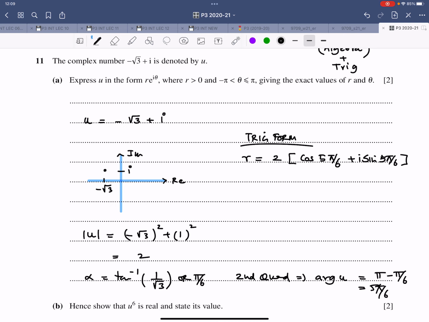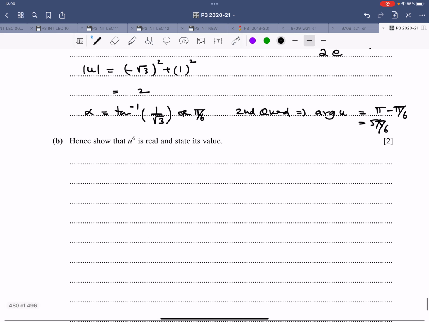And then you have the exponential form based upon the same thing, that is r e to the i theta. So r is 2, e is e, i is i, and theta is 5 pi by 6. So you write the answer as it is. What else does it say? Hence show that u to the power 6 is real and state its value.